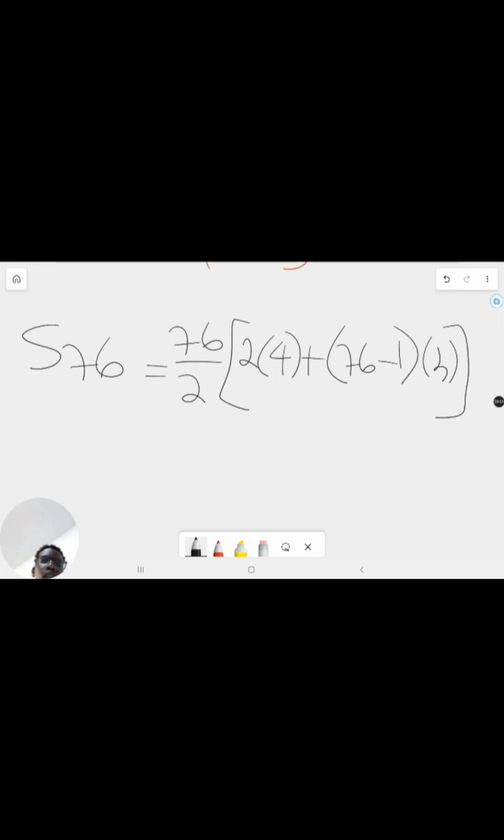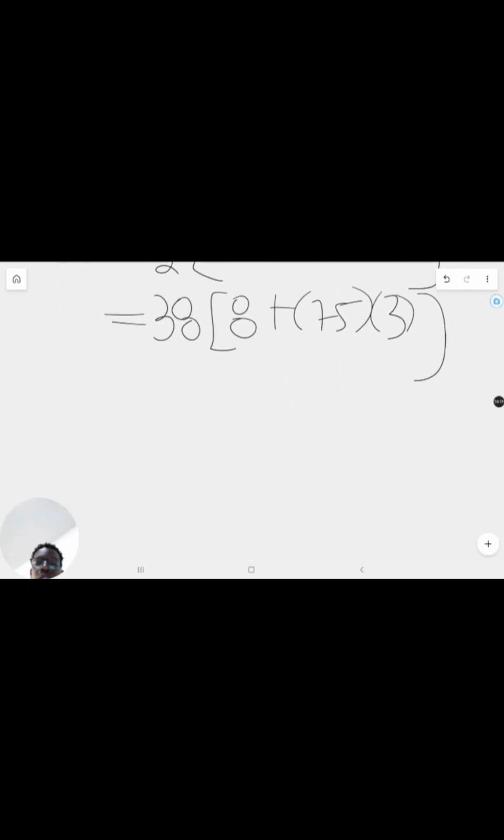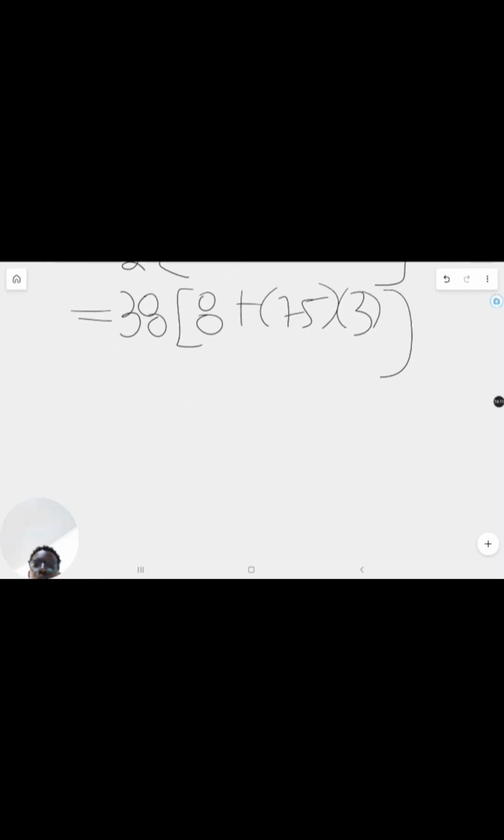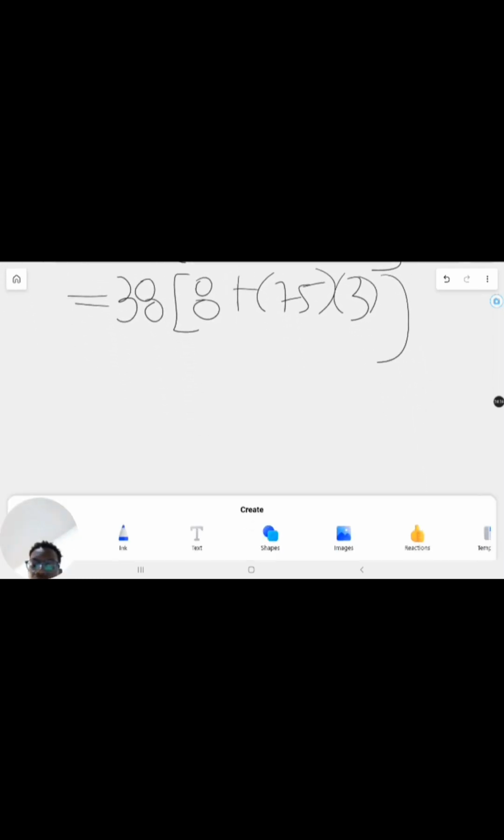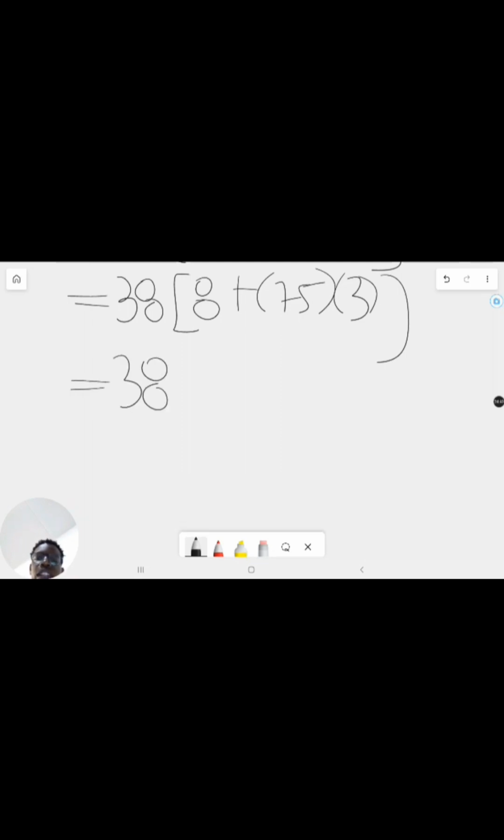Okay, so now we can solve. You can take your calculator and punch this in, or you can solve it using your big brains that I know you have. So what is 76 divided by 2? This is going to give you 38. And then 2 times 4 is 8, and then this is going to give you 75. And then this is going to give you 3. And then you continue solving. I hope I did not make an arithmetic mistake. Then we've got 38, which is outside our brackets.